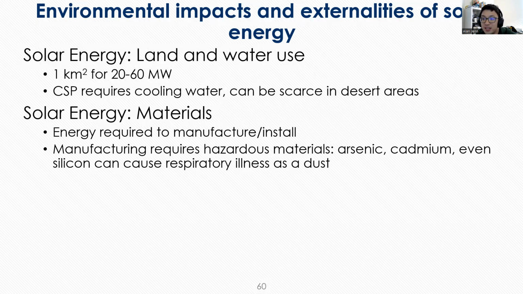So impacts and externalities of solar energy: land and water use. The concentrated solar power, right? The one with the mirrors, you need cooling water that can be scarce in a lot of the desert areas that it's located in. And generally speaking, putting up mirrors and putting up photovoltaic panels requires a lot of land. And so you're talking about a kilometer squared for every 20 to 60 megawatts, depending on where you are and how efficient these things are. The materials required to build them can be pretty intensive, as well as the energy required to build them, and it uses hazardous materials. So that's one thing to consider.